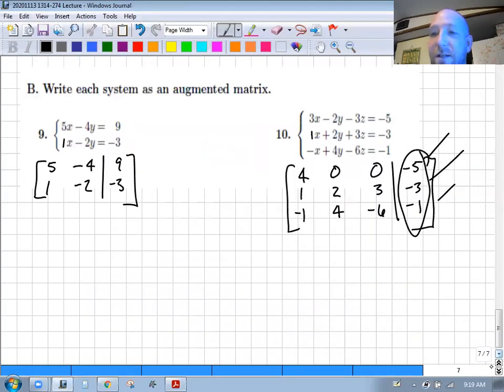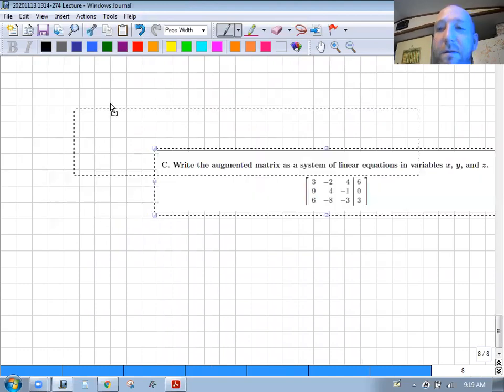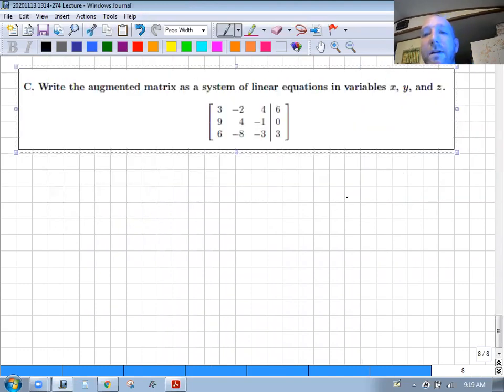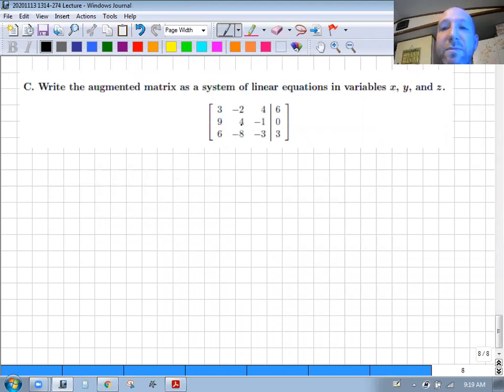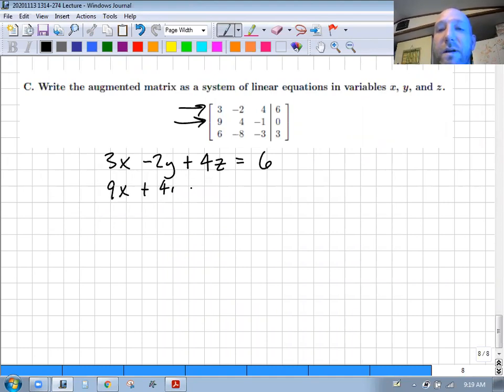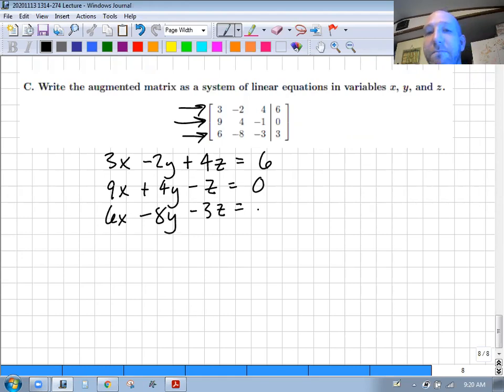So this is asking you to go the other way. All right, here's the matrix. What would the equations be? Row 1 tells you that 3x minus 2y plus 4z equals 6. Row 2 tells you 9x plus 4y minus z equals 0. This one says it's 6x minus 8y minus 3z equals 3.